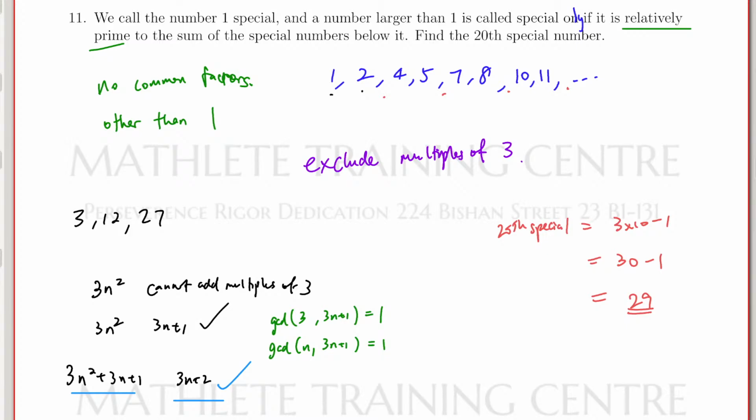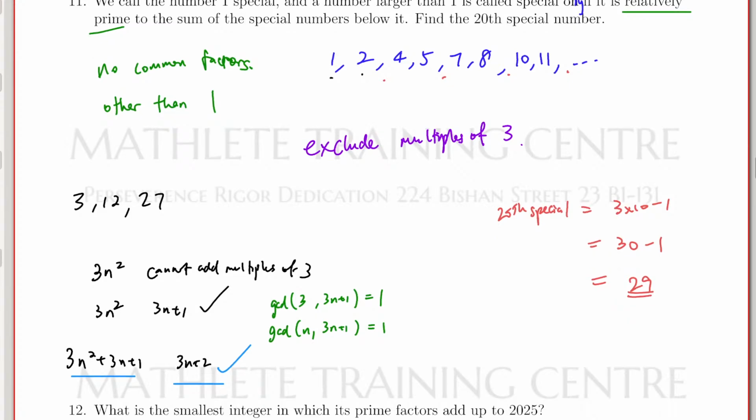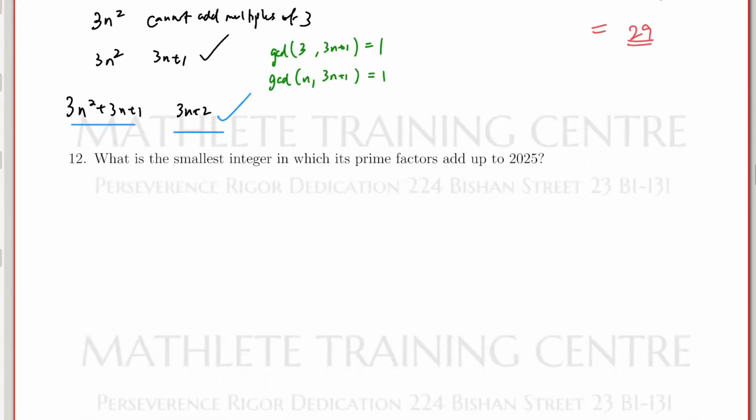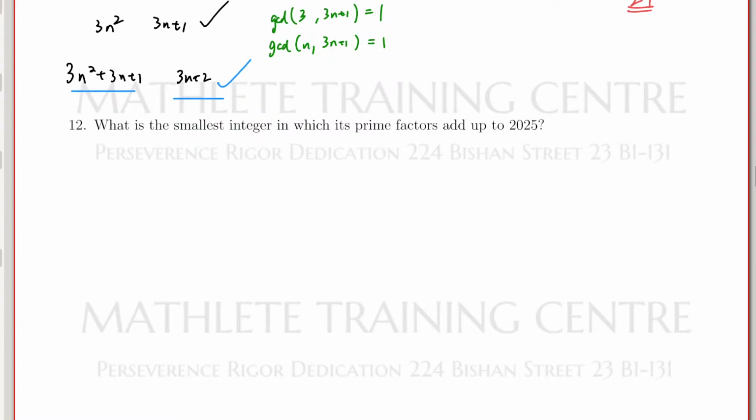Okay, question number 12. What is the smallest integer in which its prime factors add up to 2025? So question number 12 is a question where I don't really like it because it requires you to remember the prime numbers that are less than 2025. It requires you to remember that 2023 is not a prime. Now, how do you even remember something is not a prime? That means you have to remember its full factorization, right? So, for example, 2023 itself is equal to 7 times 17 squared. You have to remember the factorization to remember that it's not prime.